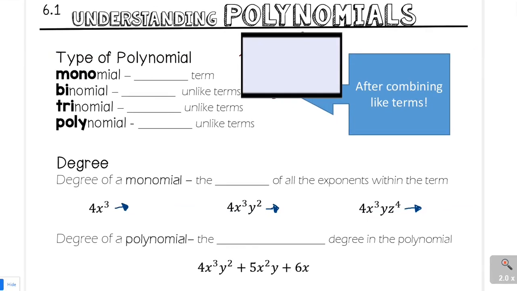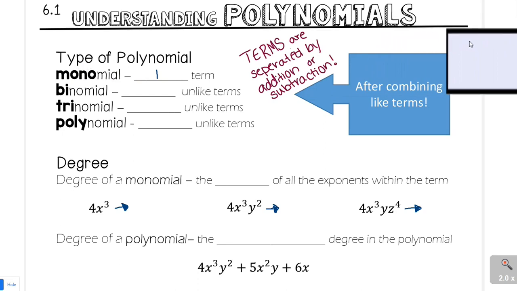Today we're going to be looking at polynomials. So let's first look at different types of polynomials. A monomial, if you think of the word mono, means one. So a monomial has one term. And if we're talking about terms, we need to remember that terms are separated by addition or subtraction. So a monomial only has one term.